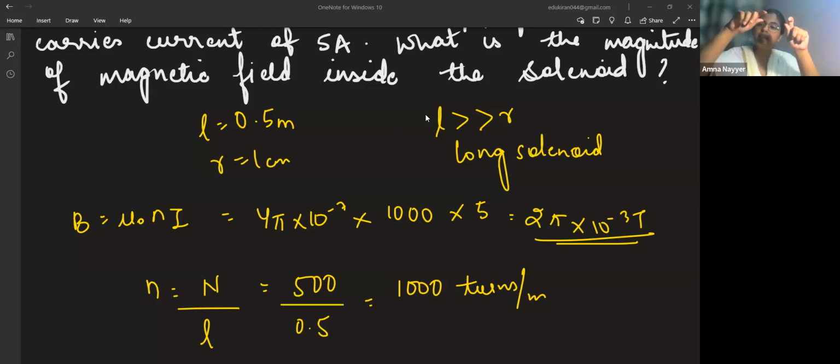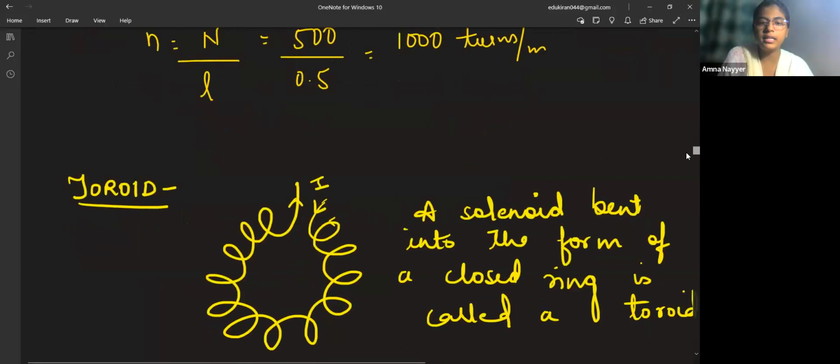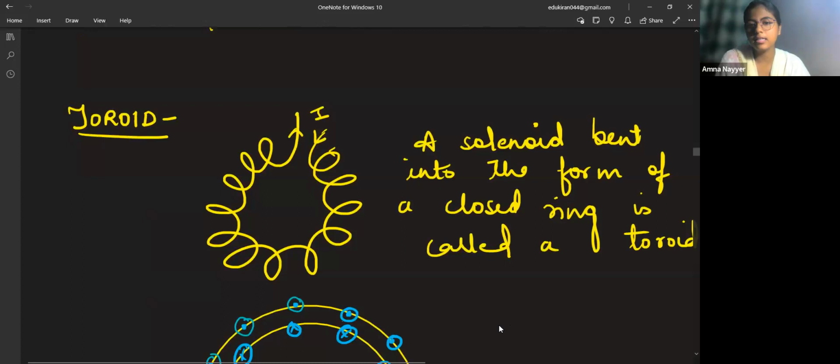If I join its circular ends, now the device that we'll obtain is known as a toroid. See, like this. Solenoid was a straight wire. So if a solenoid is bent in the form of a closed ring, that is what we call a toroid. And it's written also, I think. Yes, a solenoid bent into the form of a closed ring is called a toroid.